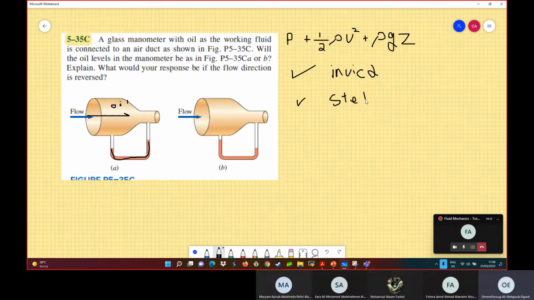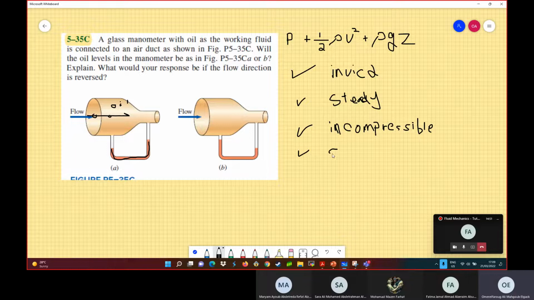Okay, and steady means that the flow does not change with time. The properties, the pressure, anything does not change with time. Okay, and the third one is that the flow should be incompressible. Okay, what does incompressible mean? It means that the density of the fluid does not change as we go in the duct or in the pipe. So the density here is the same as the density here, the same as the density everywhere. This is what incompressible means.